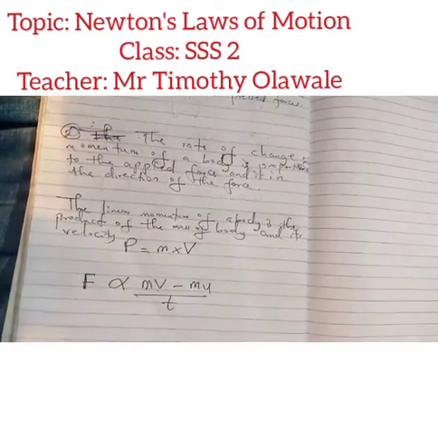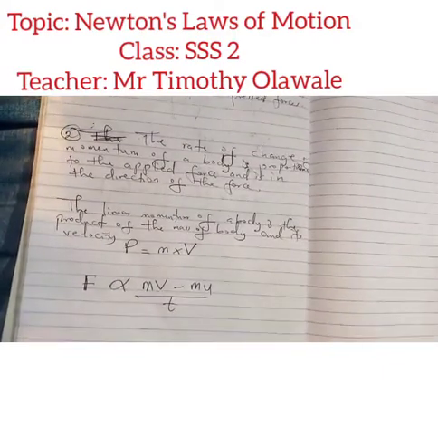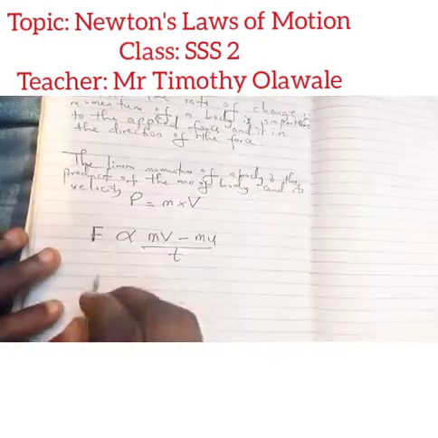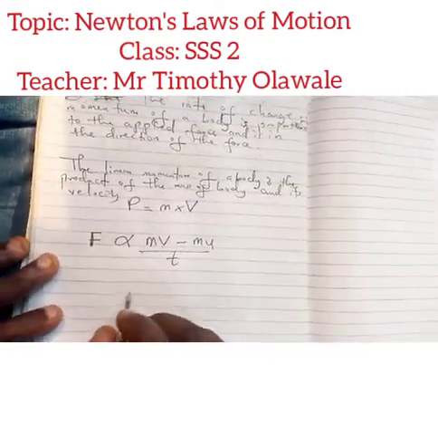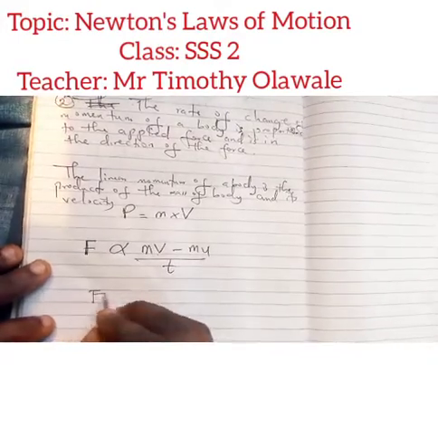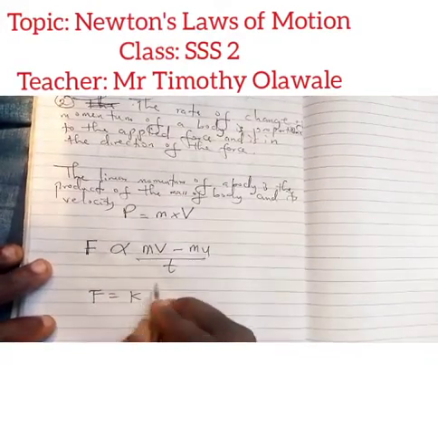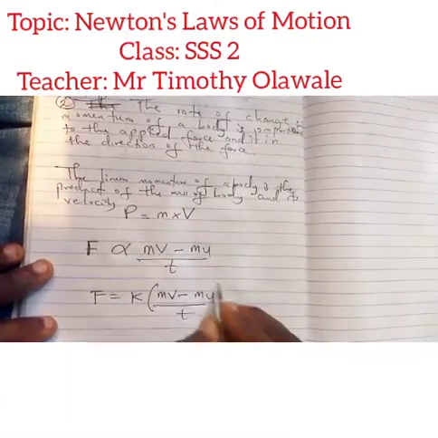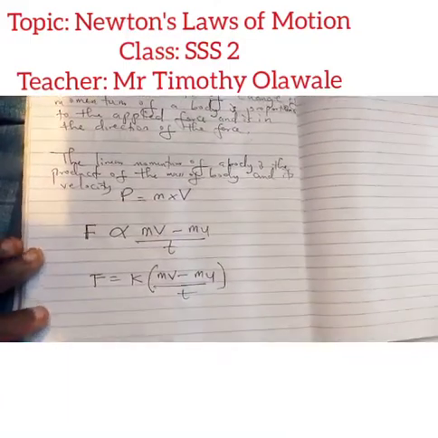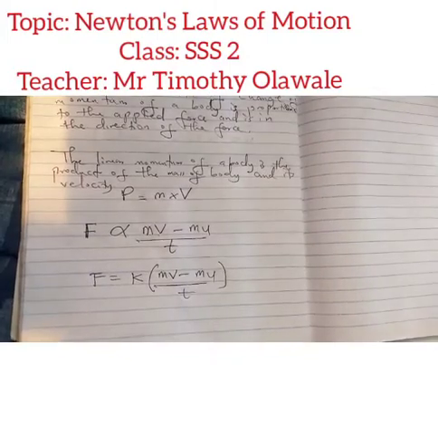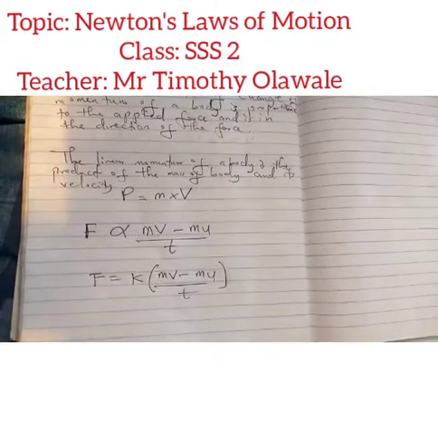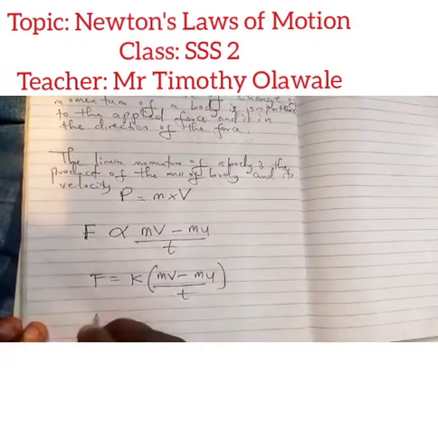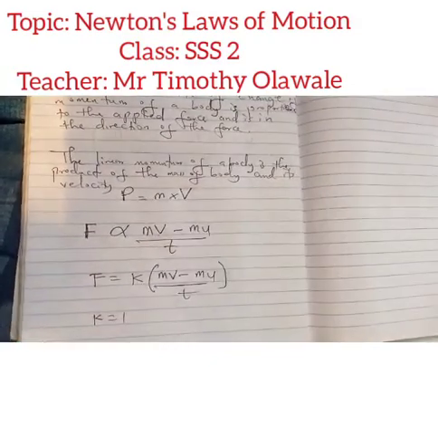Can we continue? Looking at the laws of variation, we know we need to put k. So we remove this proportionality sign, and we have F equals k into brackets mv minus mu over t. Did you get that? So we take k as 1.